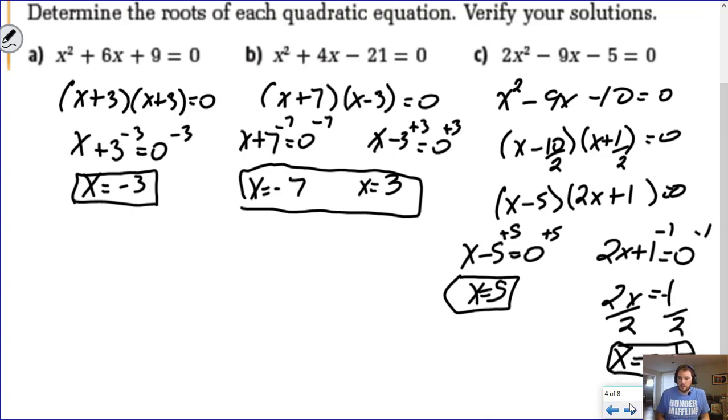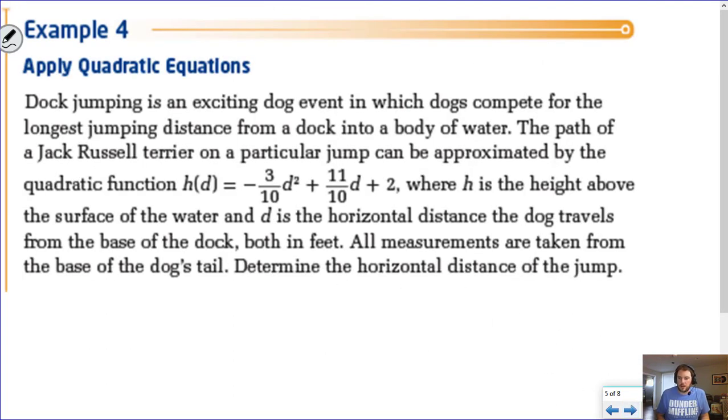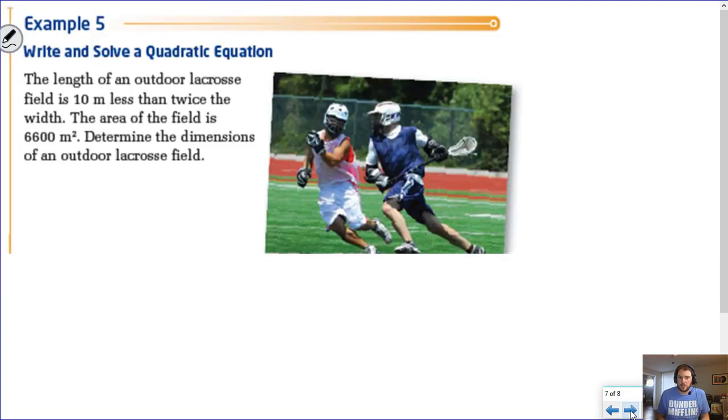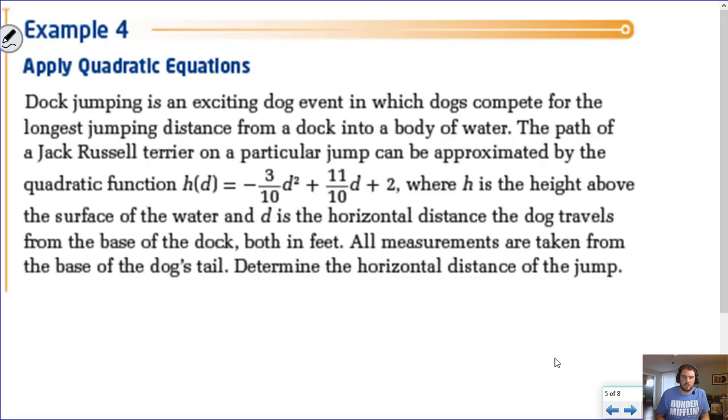Okay. So these questions, just like with any other equation style question, we can apply them to word problems. And these word problems are actually kind of interesting. This one I'm going to skip over for a second. If you want to try it, go ahead. That's fine. All we're doing here is, again, they're asking us to determine when the dog will hit the water. So we're going to have to take this equation, set it equal to 0, then solve. So this would be one of those times where you have 0 equals your equation.